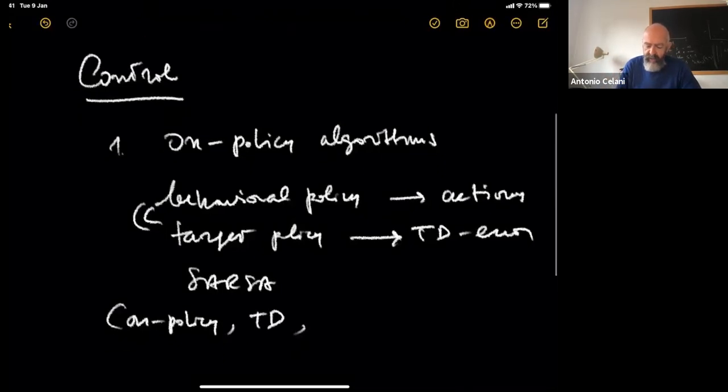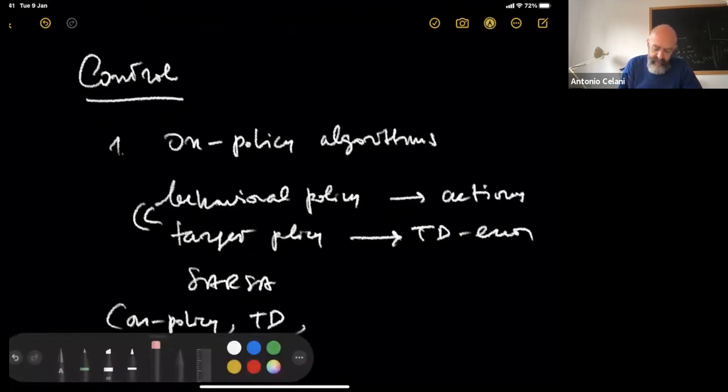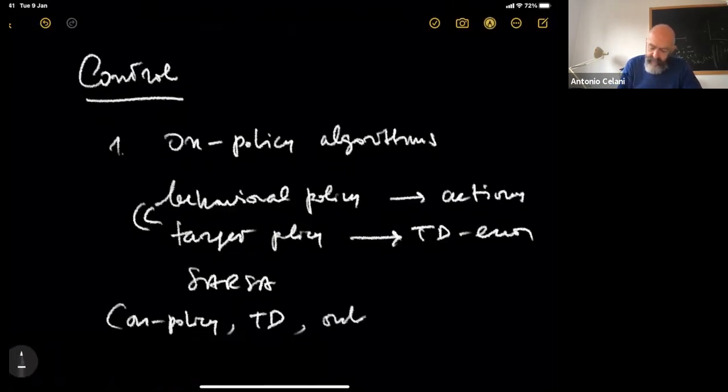It's online, but all the algorithms that we have discussed are online. But let me add this just for completeness. Online means that we don't collect data beforehand and then use the data, but we interact continuously online with the environment. And what else? Yeah, that's it. Very good.